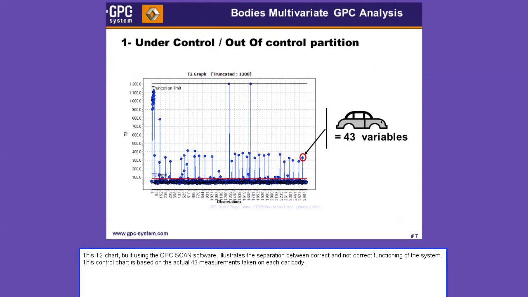This T2 chart, built using the GPC Scans software, illustrates the separation between correct and incorrect functioning of the system. This control chart is based on the actual 43 measurements taken on each car body.